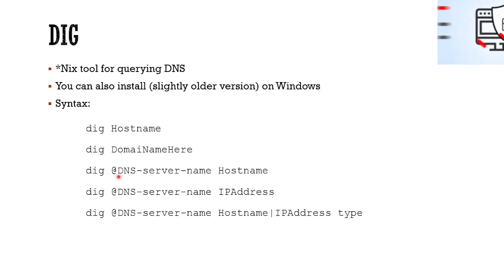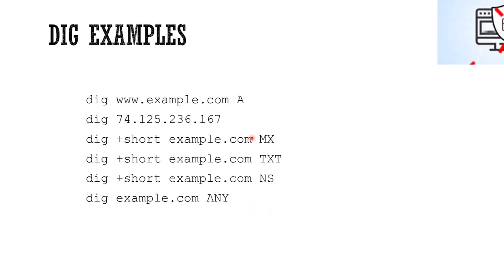dig, give me the address record for www.example.com. In other words, give me the IP. Or dig, and I'm giving the IP, and that assumes I want the name back. Or dig, give me the short version of all of the email servers for example.com, or all of the text files, which are usually used for anti-spam, for example.com, or the DNS servers, or hey, give me any and all records.